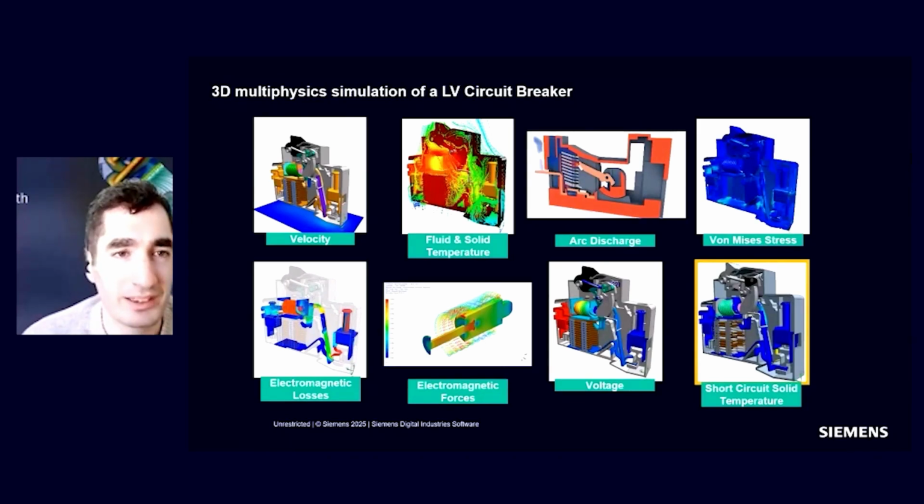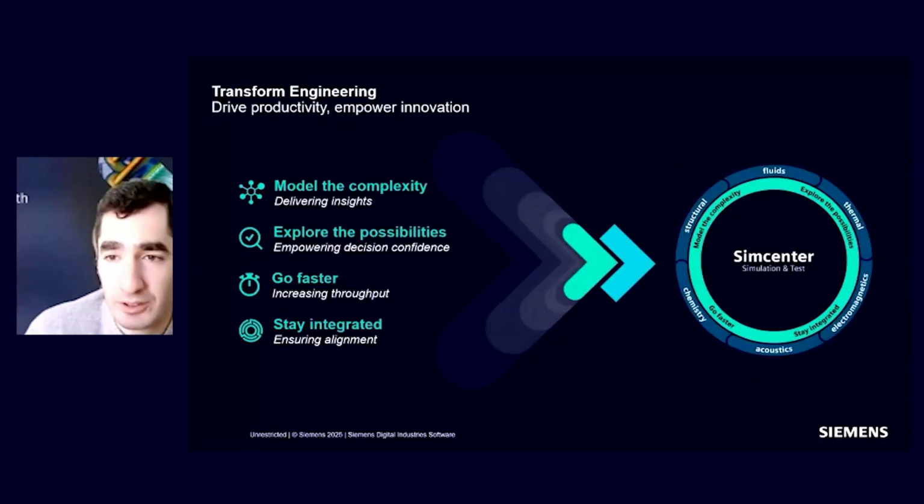But now let's have a look more closely and understand how Simcenter works. So Simcenter Simulation and Test is a platform that allows you to drive your productivity and empower innovation, exploiting our 4 pillars. So model the complexity, explore the possibilities, go faster, and stay integrated. So let's start from the integration part.